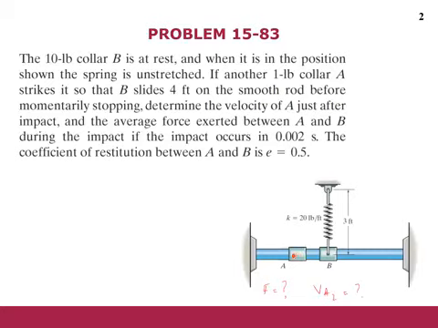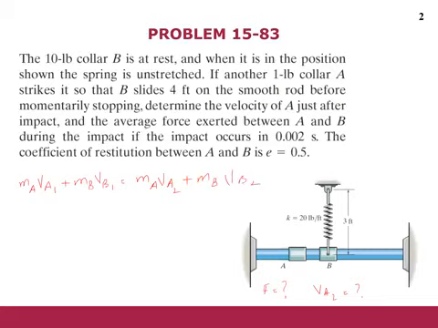In order to solve this problem, as there is an impact between A and B, we can apply the conservation of momentum and the coefficient of restitution equation along this axis. So we know that the conservation of momentum is mass of collar A times velocity of collar A, plus mass of collar B times initial velocity of collar B, equals the same masses times their final velocities after the impact.